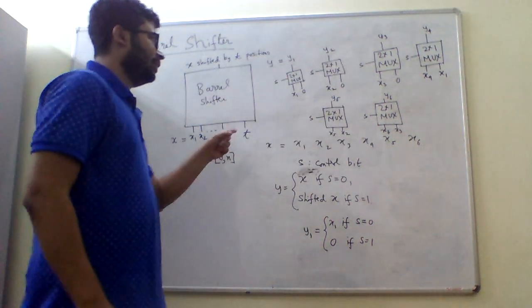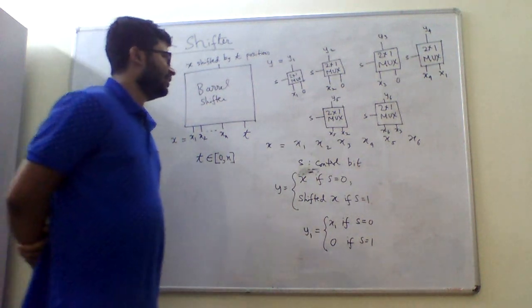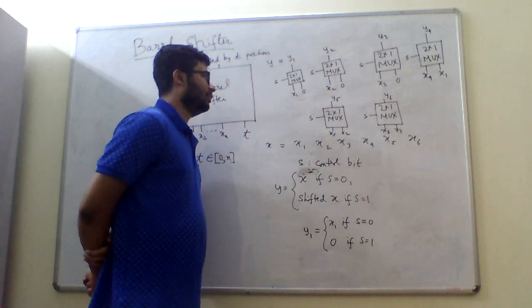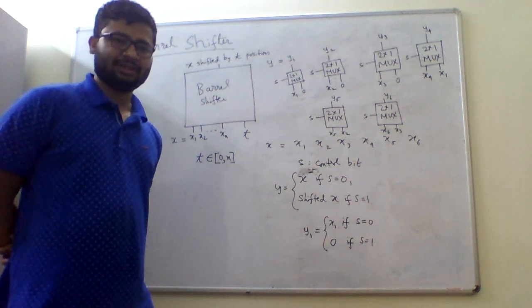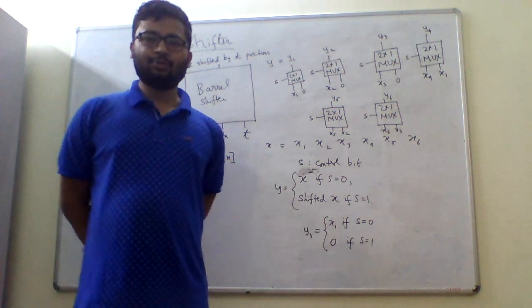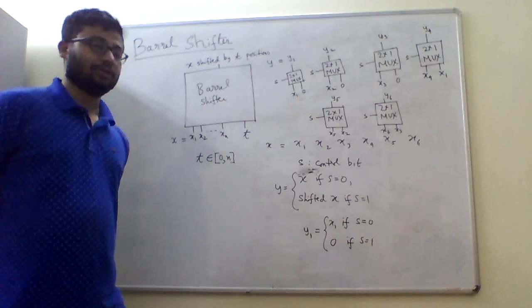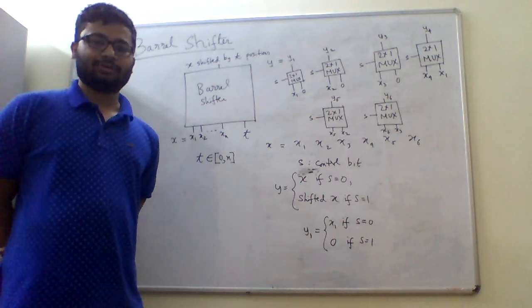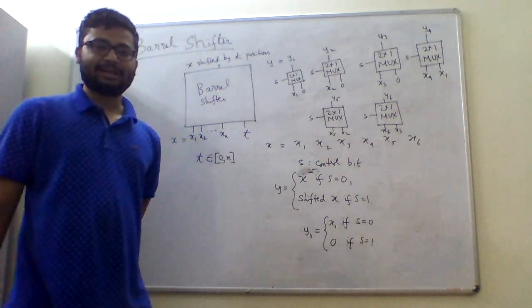So this is what we did in the last video. How much is the delay of this circuit? Well, the same as the delay of a 2 to 1 mux, which is the delay of two input gates. So let's just say that the delay is constant. It does not grow. It's not a growing function of n, which is the length of x. It's a constant delay circuit.